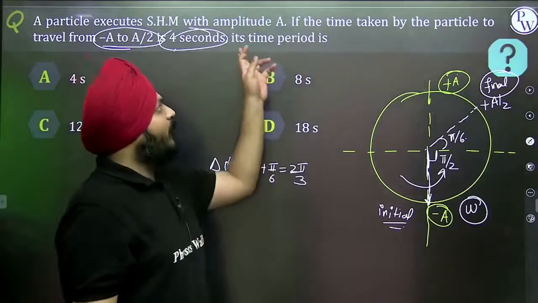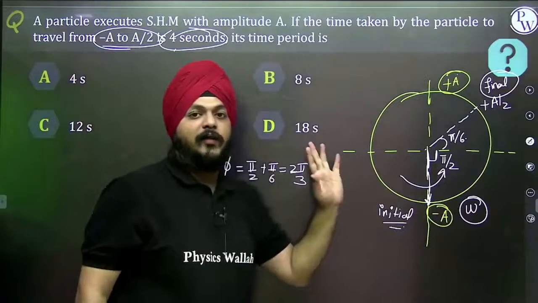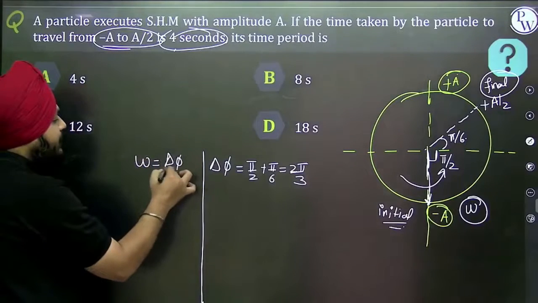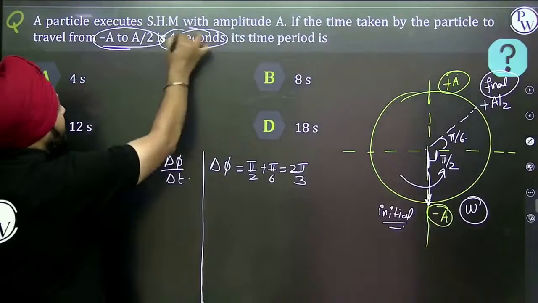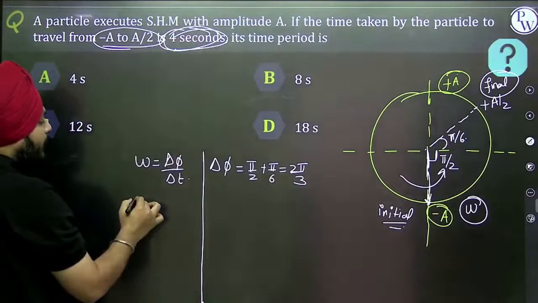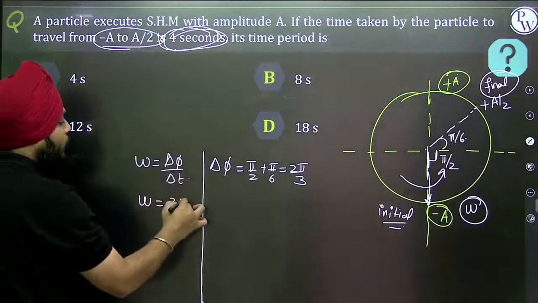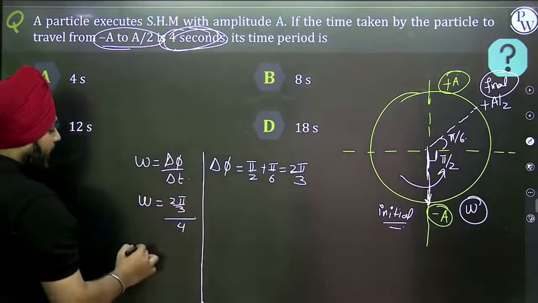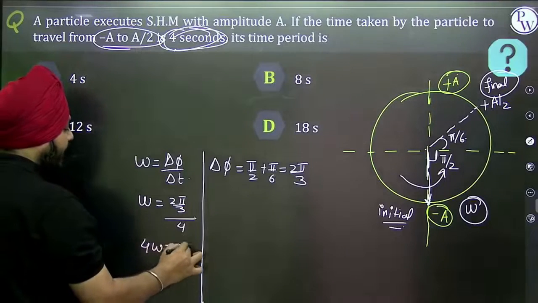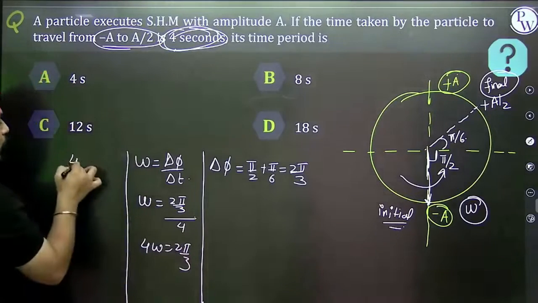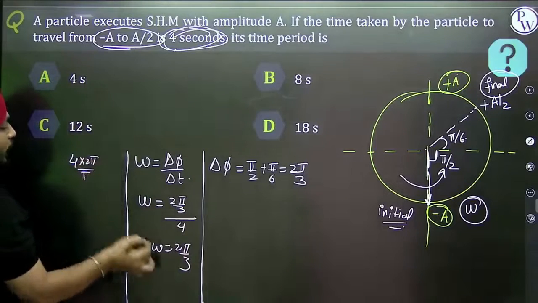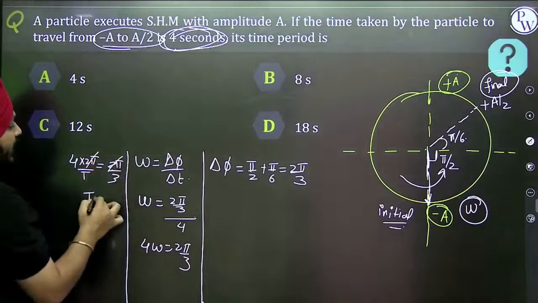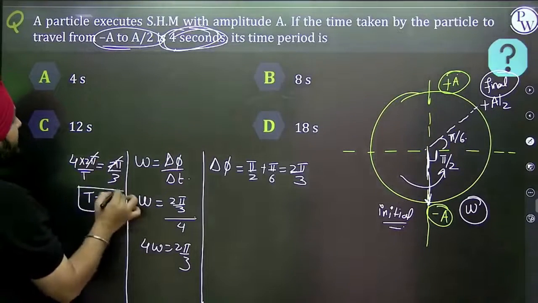We need to calculate the time period, and it is moving with a constant angular velocity omega. A very simple step. Omega is equal to phase difference by delta t. Delta t is given as 4 seconds. So omega is equivalent to 2 pi by 3 whole divided by 4 seconds. So 4 omega is equal to 2 pi by 3. Replacing omega by 2 pi by capital T, 4 into 2 pi by T equals 2 pi by 3. This 2 pi is going to cancel. T is equal to 12 seconds. This is the time period of the SHM.